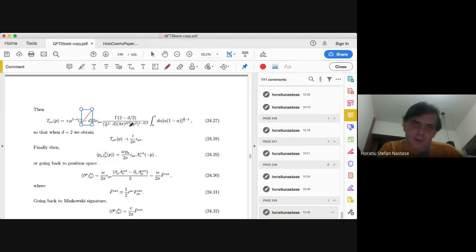So the p squared over mu squared power becomes 0. And we're left with the integral over alpha.